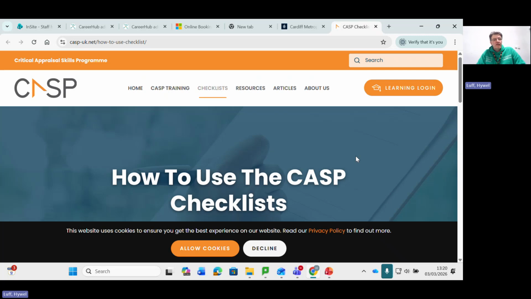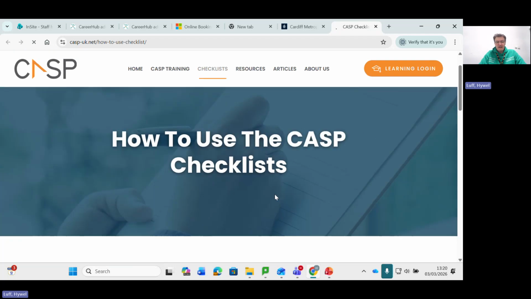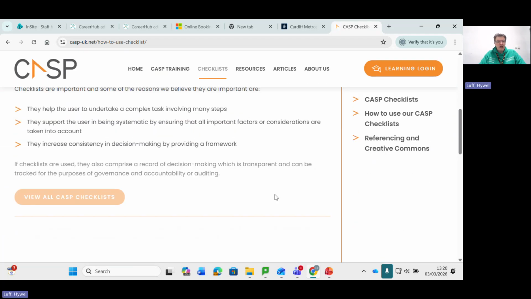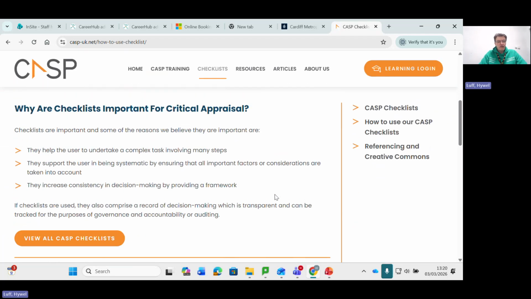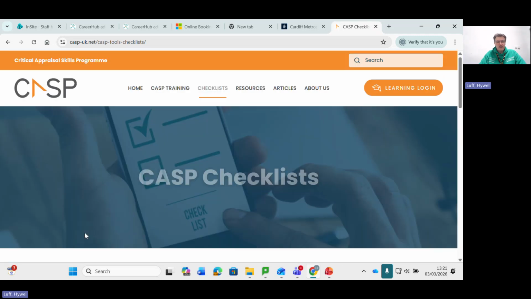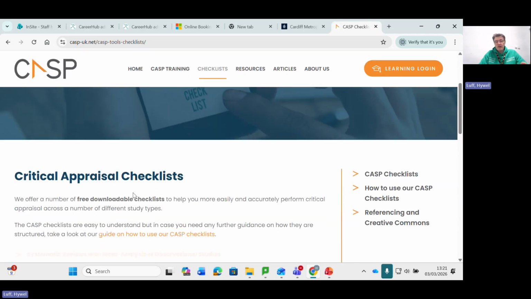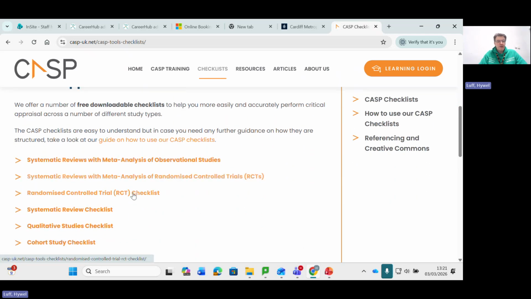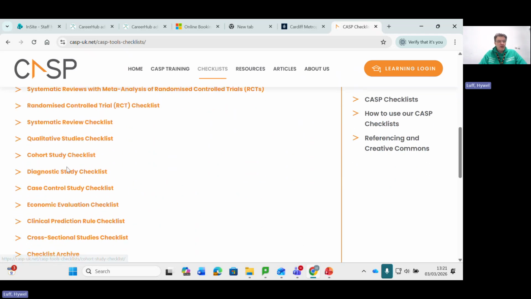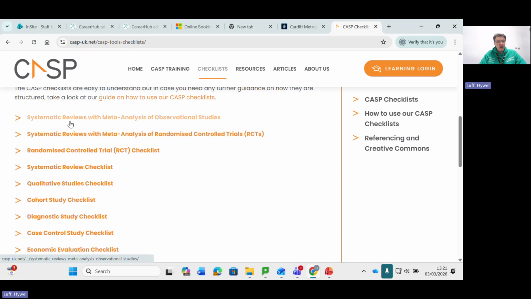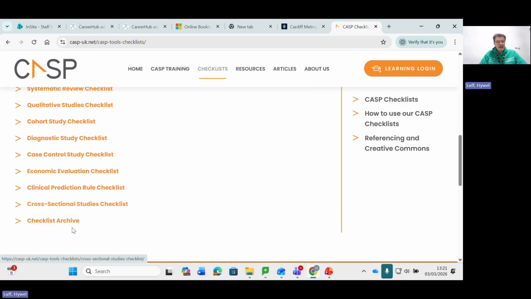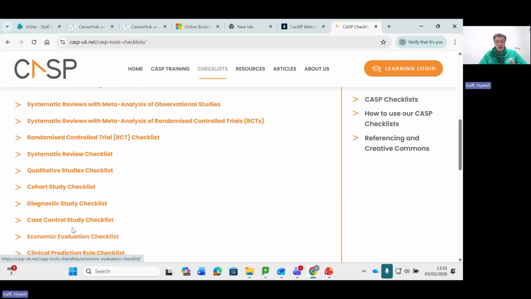Okay, so this is CASP, Critical Appraisal Skills Program, and they have a number of checklists here. Okay, so they have information about how to use them. And let's have a quick look at one of the checklists in here. And this is open to the public. You don't need to have a login or anything here. Okay, so you can choose the exact type of study. Okay, so randomized controlled trials, qualitative studies checklist, diagnostic study. So any particular exact type you're using.